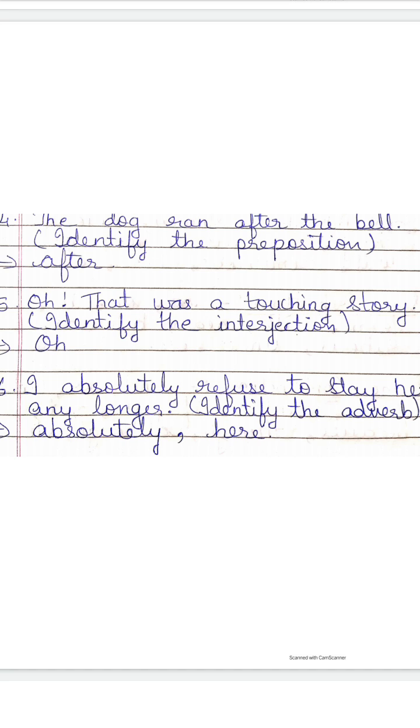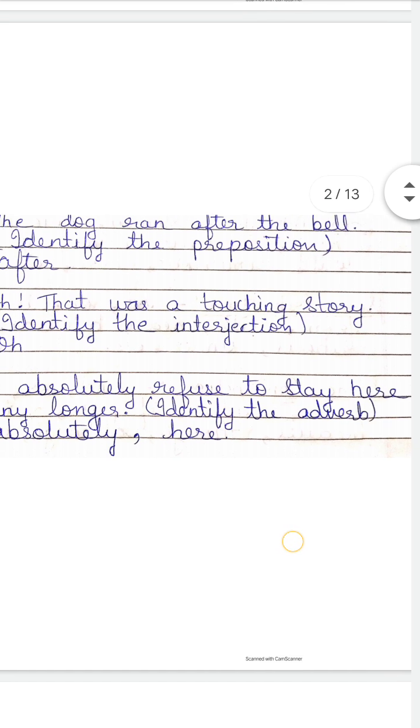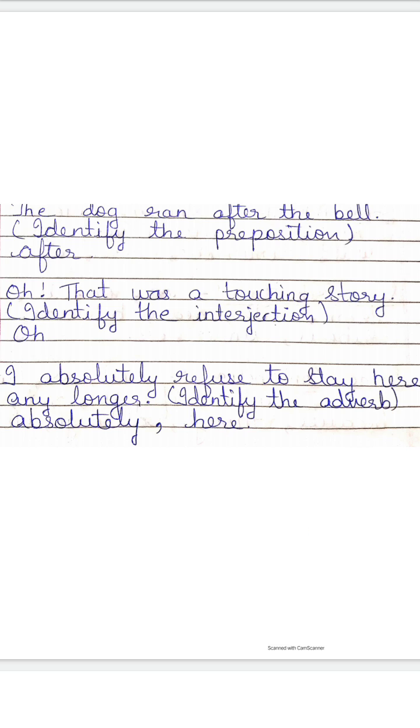I absolutely refuse to stay here any longer. Identify the adverb. So adverbs are normally words ending in ly, but there are other words also which tell us about when, where, why. They are also adverbs. So here, I absolutely refuse to stay here any longer. How do I refuse? Absolutely. To stay where? To stay here. So we ask questions to the verb. So we are getting absolutely and here. These two are your adverbs.